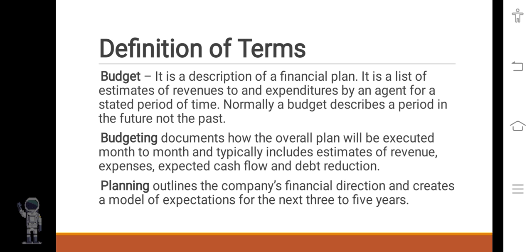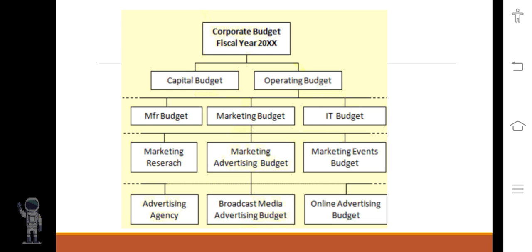So, what is budgeting? Budgeting documents how the overall plan will be executed month to month, and typically includes estimates of revenue, expenses, expected cash flows, and debt reduction. So, what is planning? Planning outlines the company's financial direction and creates a model of expectation for the next 3 to 5 years.